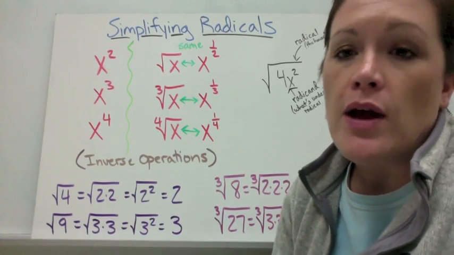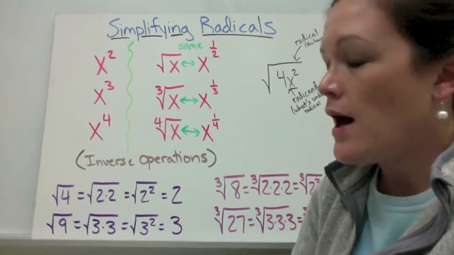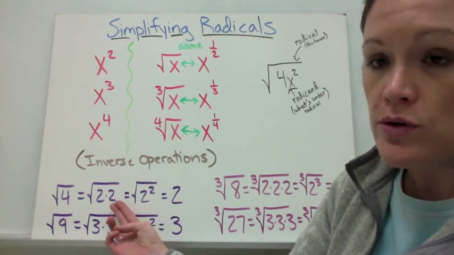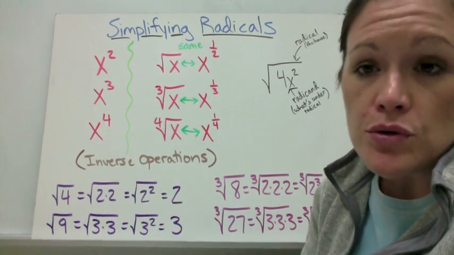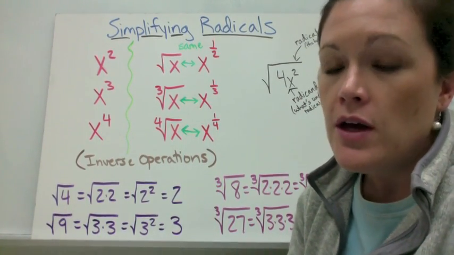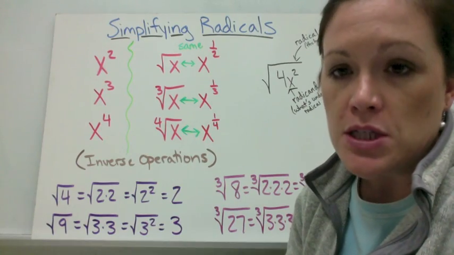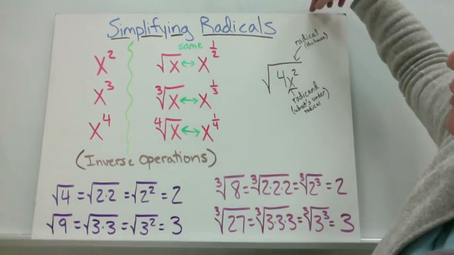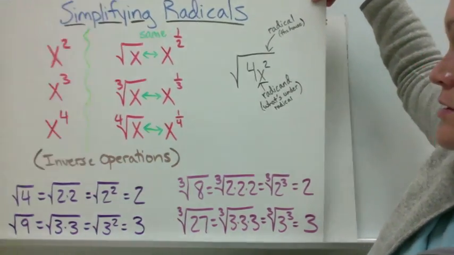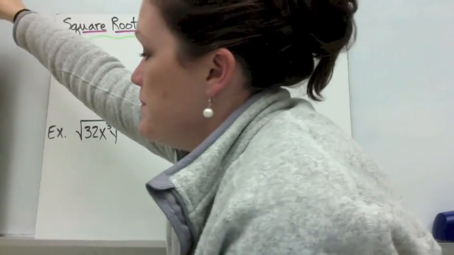So when we're simplifying radicals, we're going to be looking for things that we have 2 of if it's a square root, and we have 3 of if it's a cube root. If it was a 4th root, you look for something that you have 4 of. If it's a 5th root, you look for something that you have 5 of, and so on. But usually these are the most popular. So let's check out some examples of this.